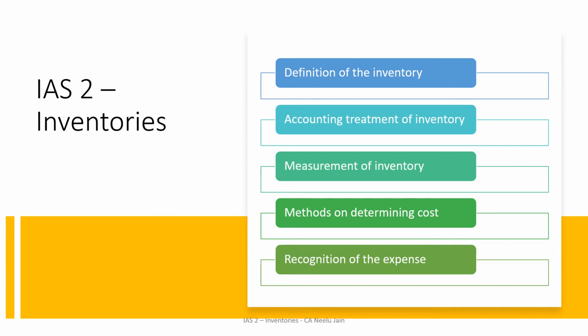To start with the definition, what you should consider inventory and what you should not, because only if it is an inventory then you have to look into IAS 2 Inventories and the relevant applicable IFRS. Then the accounting treatment of inventory, how you have to measure your inventories, what are the methods prescribed under IAS 2 as a guidance for determining the cost, and when to recognize the inventories in the profit and loss account as an expense.